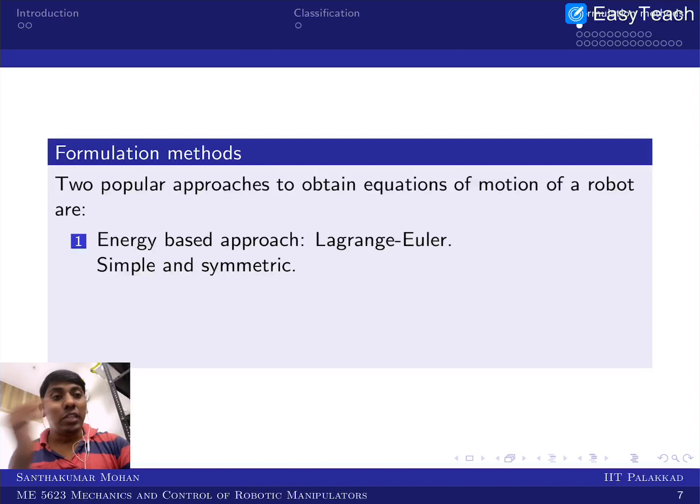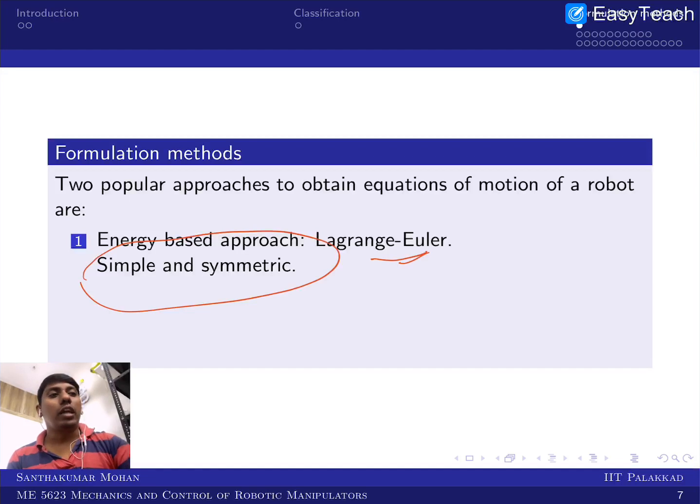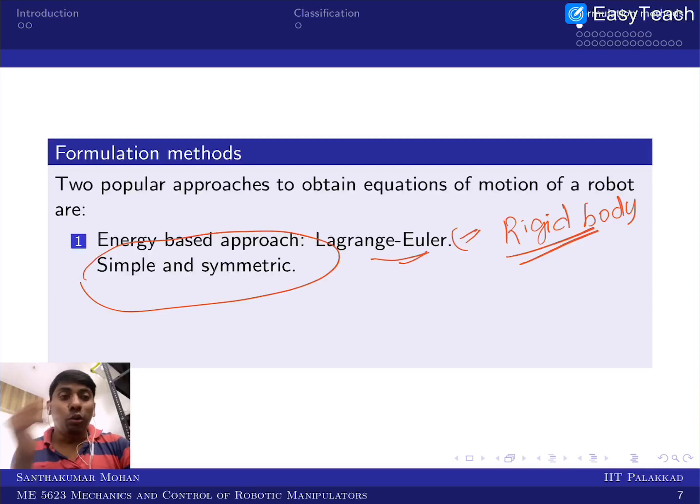So these are the two methods, and Euler-Lagrange is very simple as long as it is a serial manipulator and symmetric. But what Euler-Lagrangian will give is based on rigid body dynamics, so it is very restricted. The friction or the forces acting on the link cannot be accommodated directly. What you can do is write everything as sigma f and sigma m, and then you have to incorporate them.